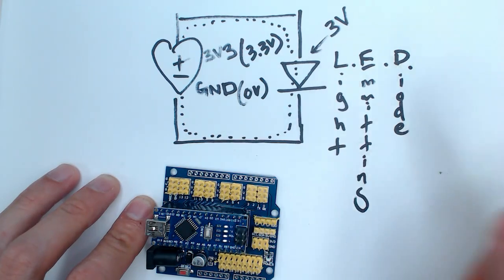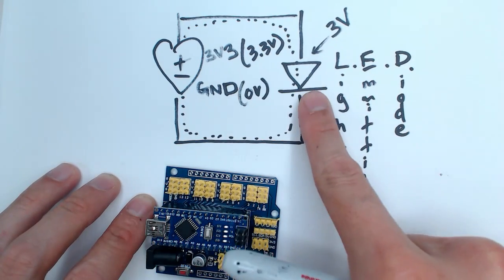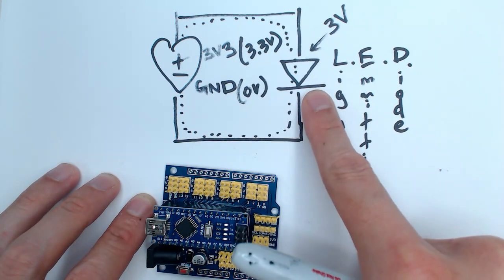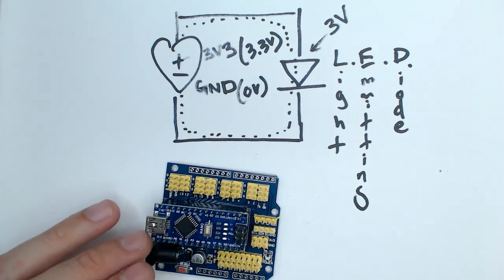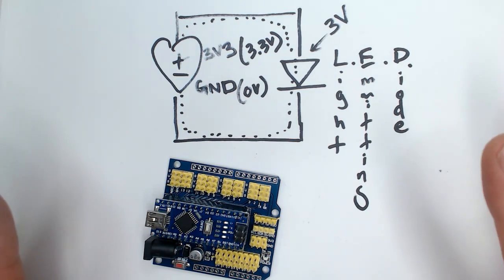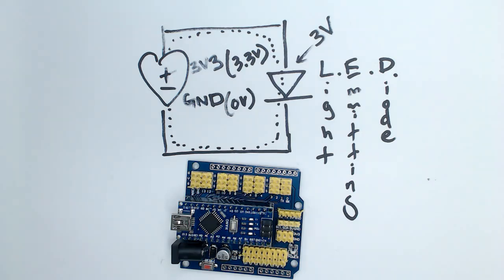So 3.3 is a good number, and it's not too high. Like if it was 5V, 10V, it might overpower the LED, which is not good. But 3.3, that will work out, all right? Because it's above it, but not too much above it that it would hurt the LED. All right, so let's go ahead and try this.